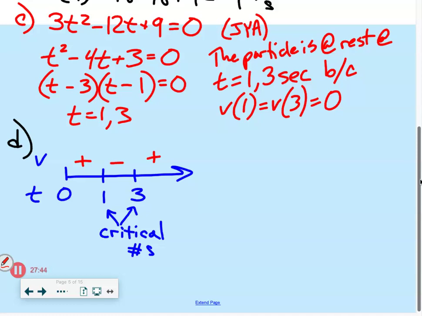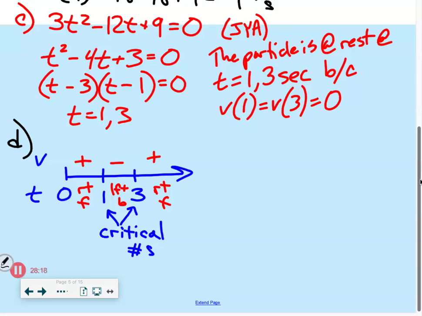All right, so what that means, if we were talking about right, left, right kind of stuff, this would be to the right, this would be to the left, this would be to the right. In this problem, we're talking about forward, backward, forward. If it was a vertical, it'd be up, down, up, right? But anyway, positive velocity means we're going up or to the right or forward. Negative velocity means we're going down or to the left or backward.